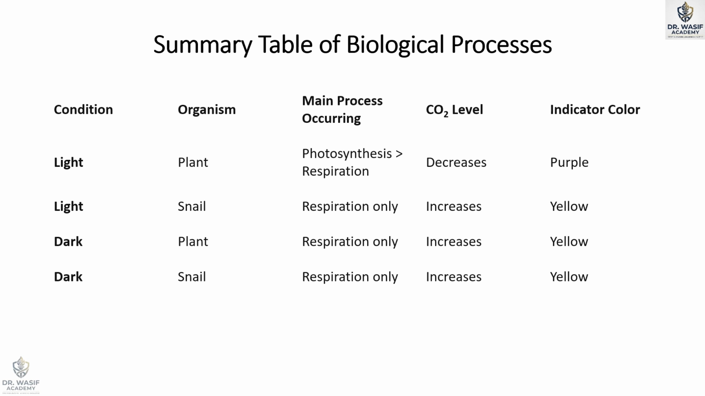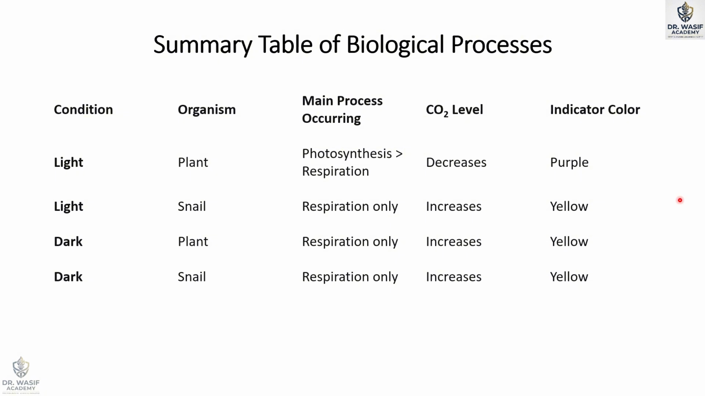Here we are wrapping up our study of gas exchange. Let's look at how plants and animals interact with the environment in different conditions. We use our hydrogen carbonate indicator as the judge. So under light conditions, a plant is a carbon dioxide vacuum, because the rate of photosynthesis is greater than the rate of respiration, the carbon dioxide level in the tube decreases. So the indicator reflects this by turning purple. Purple, alkaline: photosynthesis is greater than respiration.